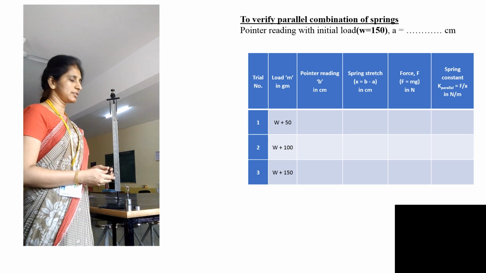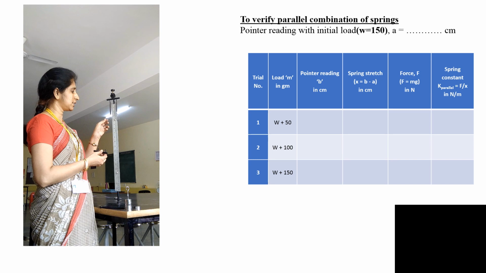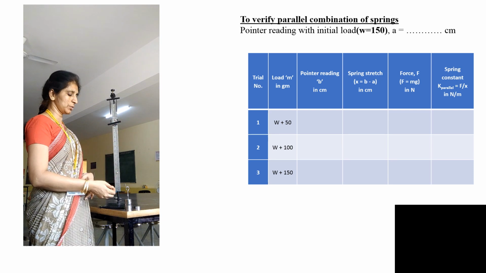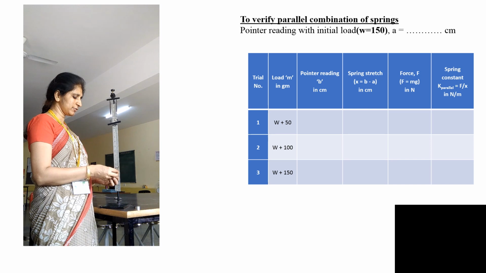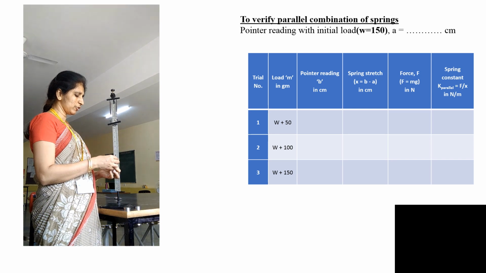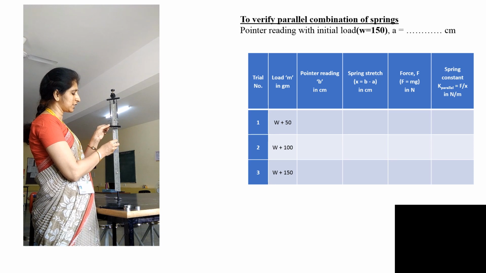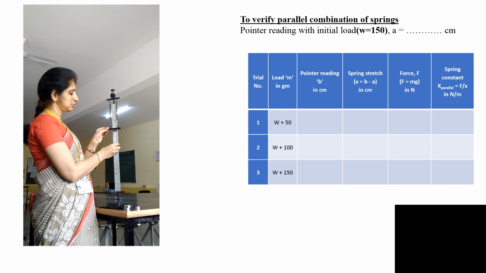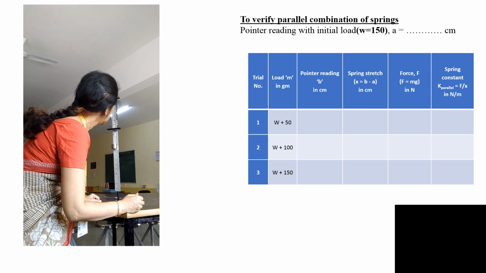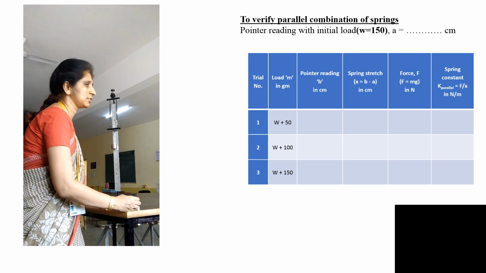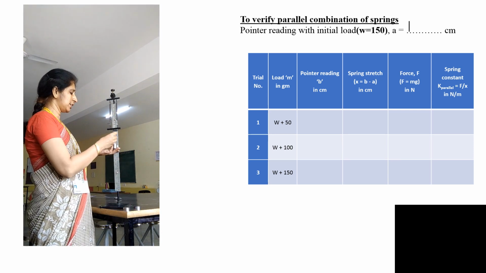Now let us see the determination of the spring constant when they are connected in parallel. These two springs must be connected to the hook so that the load is applied at the common point. So let us apply 150 gram initial load, the dead load, and determine the pointer reading. The pointer reading appears to be at 12.2 centimeter.